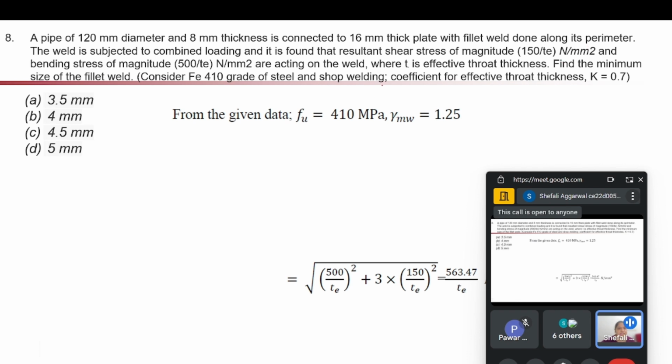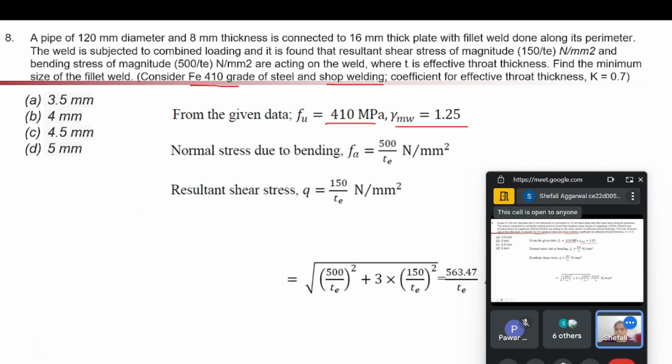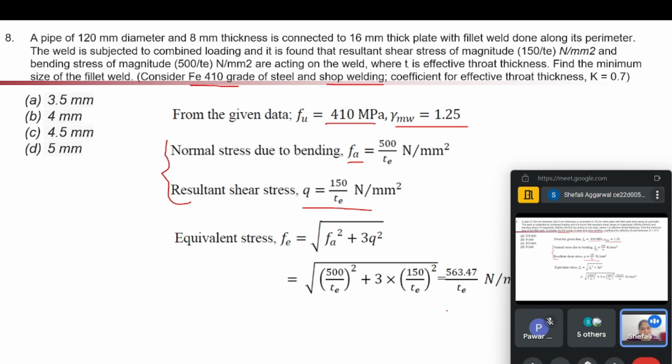So here what is given is this is our Fu value 410 megapascal and it is shop welding. So for shop welding gamma mw will be 1.25. Next is the normal stress due to bending. Fa is given by 500 upon Te and shear stress is given by 150 upon Te. So our equivalent stress due to these two combined stresses is given by, as we have seen in the last question, the square root of Fa square plus 3Q square. So we will calculate our equivalent stress. It is coming in terms of Te as 563.47 upon Te.